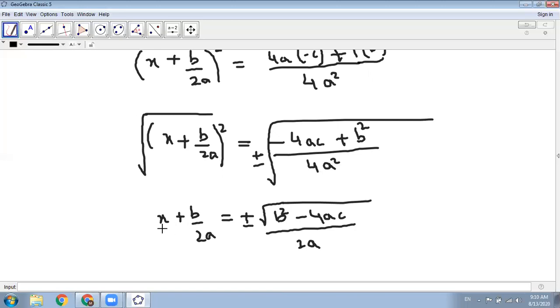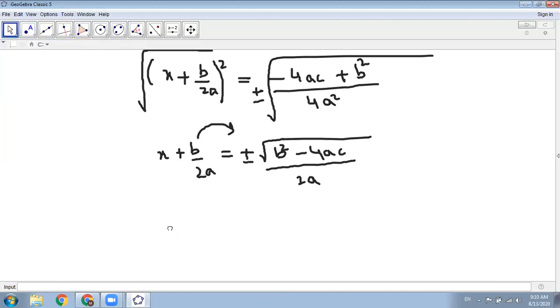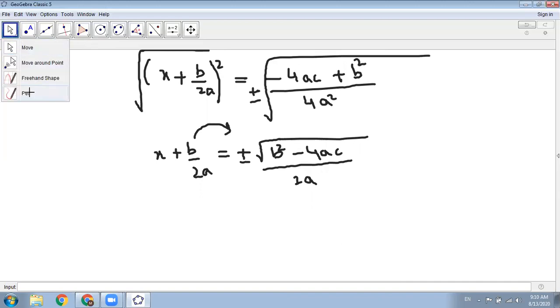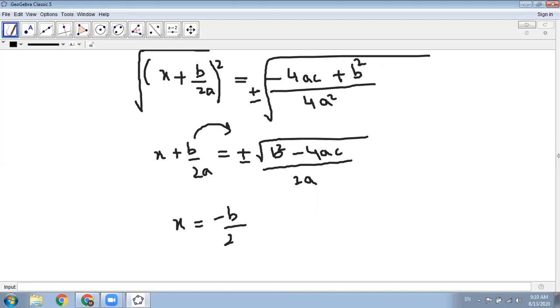Now to find the value of x, we move this b upon 2a to this side of the equation. So x equals to, it's positive here, so when we move this b upon 2a to this side, it will become negative. So minus b upon 2a plus minus under root b square minus 4ac upon 2a.